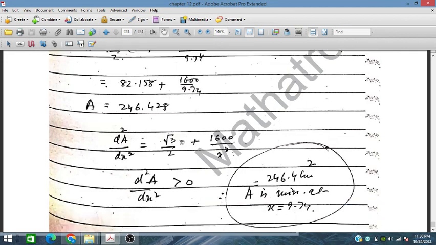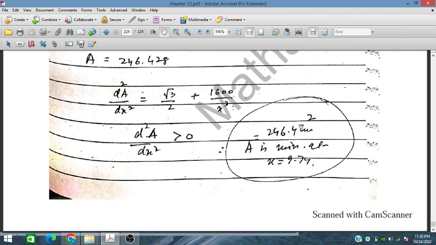Now we take the second derivative. We see that this is greater than 0, so the area is minimum at this value of x. Whatever value we substitute, we get a positive result, which means the stationary point is a minimum value. So this was the requirement.